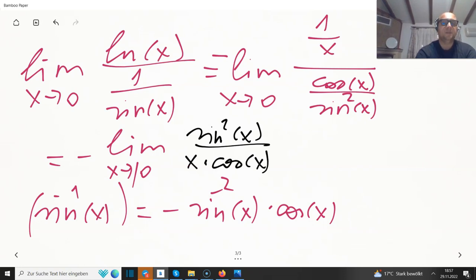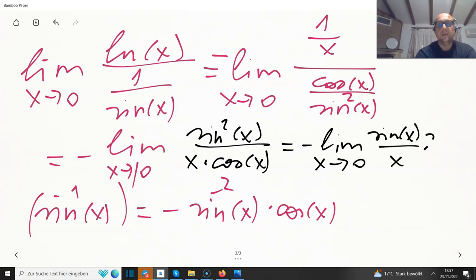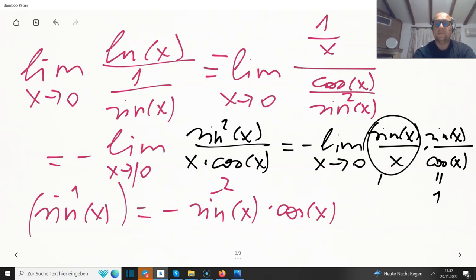And now I'm done. Why is that the case? Well, look, I can write it as sine of x divided by x. We've done this limit previously. And now one more sine of x divided by the cosine of x. Cosine of x, if x is approaching 0, is 1. This is 1 as well. And sine is 0. So overall, we're going to get a 0 value.